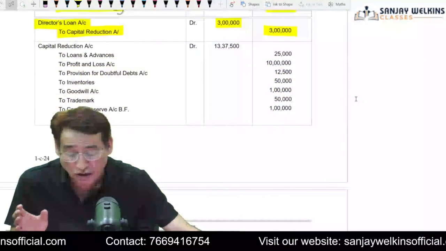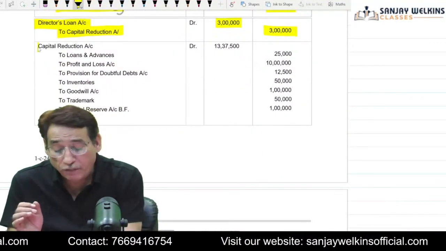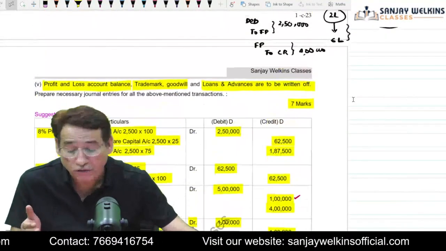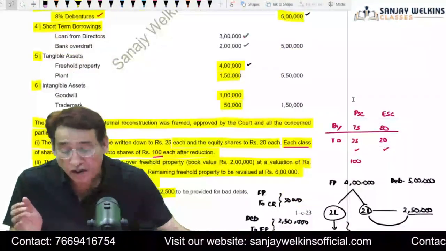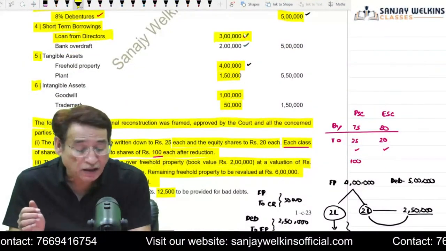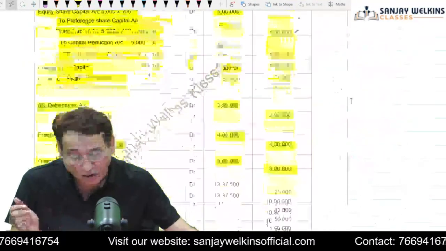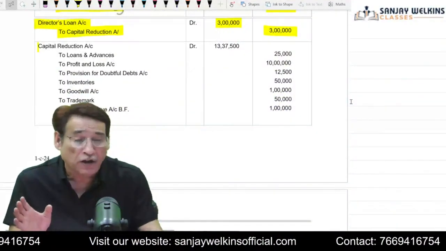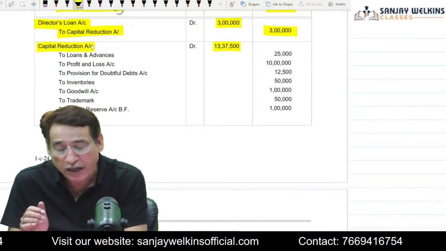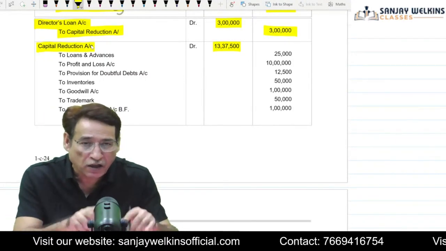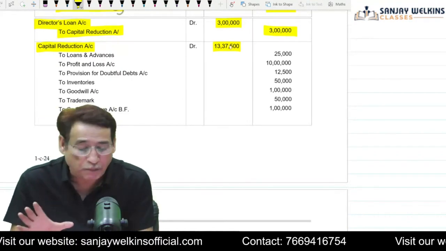Now see here in this particular question, what we are going to write. First of all, loans and advances to be written off, they have added it just to confuse you. Here it is loan from directors, and the director's loan is already written off because they have already cancelled it. So you need not bother about that. Now, first of all, you will compute the balance in your capital reduction account. Wherever the capital reduction account is getting credited, you simply add. Wherever it is getting debited, you simply subtract that. So the net balance in capital reduction will be this much.